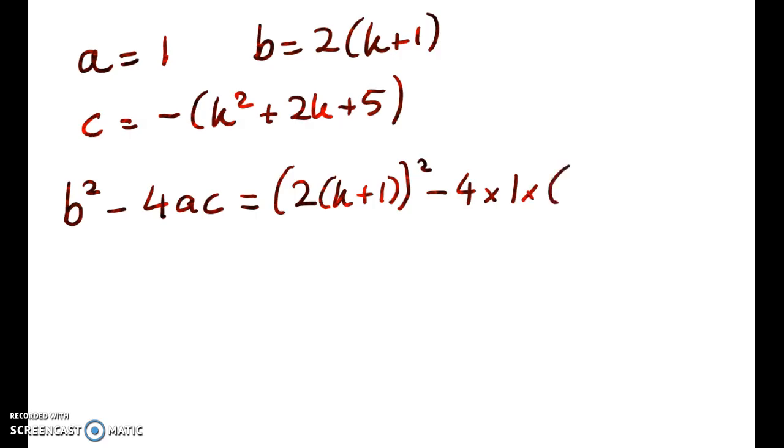times negative (k squared plus 2k plus 5). There we go.